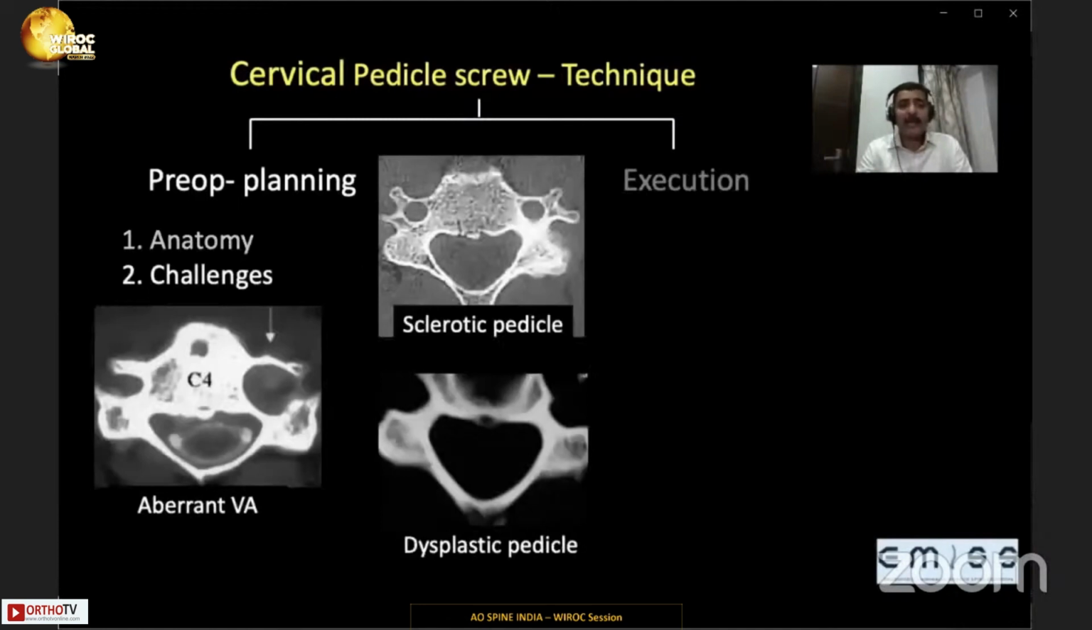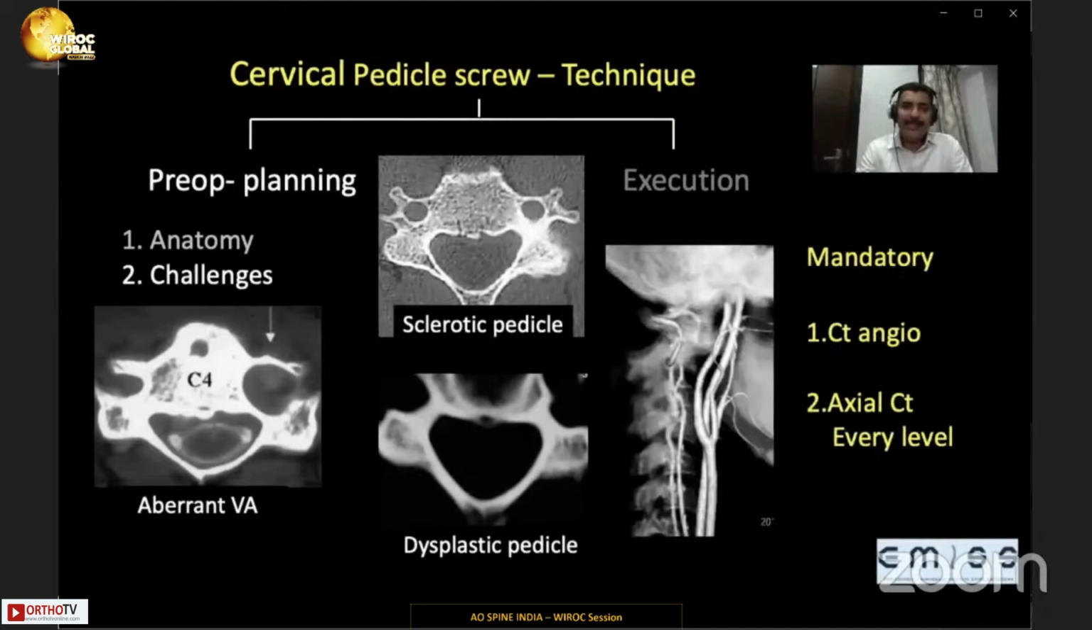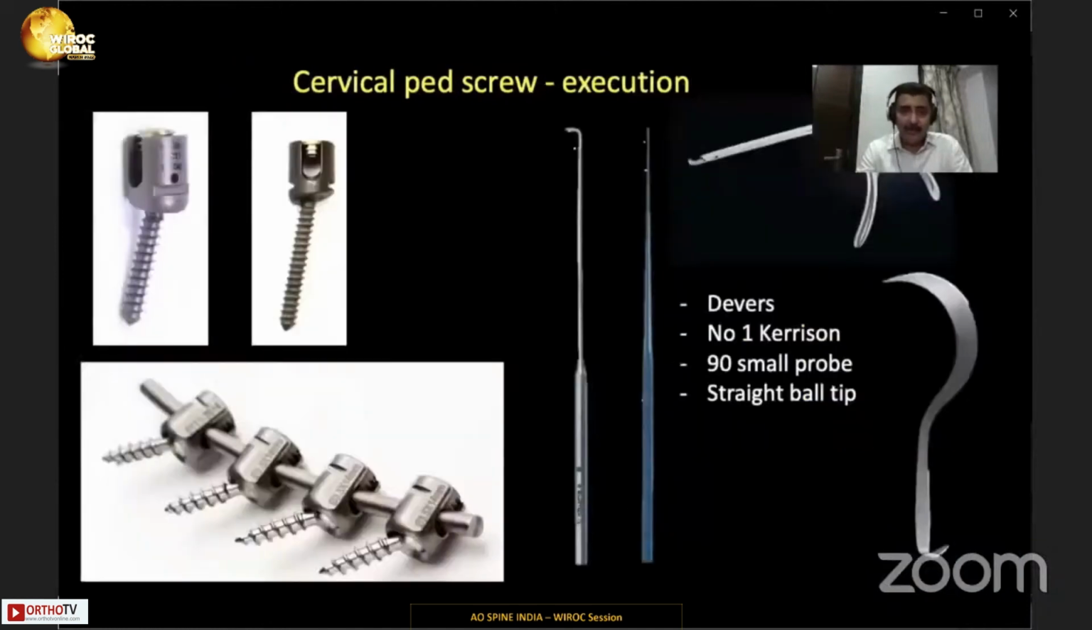The abnormal challenges are related to the vertebral artery foramen. Sometimes we can have enlargement of the foramen or an aberrant vertebral artery. The most common is the sclerotic pedicles, where the incidence is almost 25%. If you don't pick up these sclerotic pedicles, although there's a way of putting a screw in a sclerotic pedicle, it's extremely risky. It is better to avoid it, and you can consider some other options like a lateral mass screw, or you can just skip the level and go proximally and distally. And the other is the dysplastic pedicle, obviously where you cannot put in pedicle screws. Hence, in each and every case of pedicle screw fixation, it's extremely important that you get a CT angio and an axial CT at each and every level.